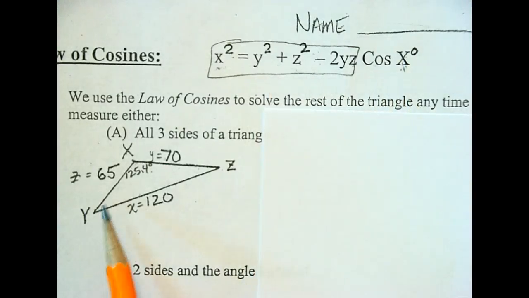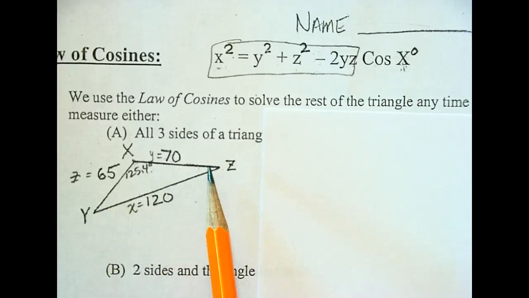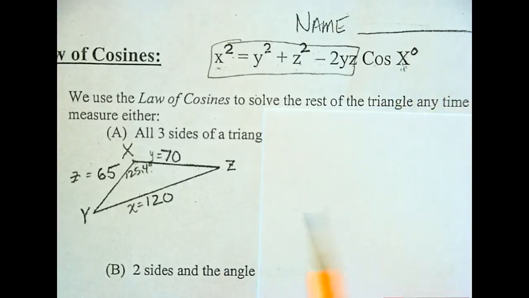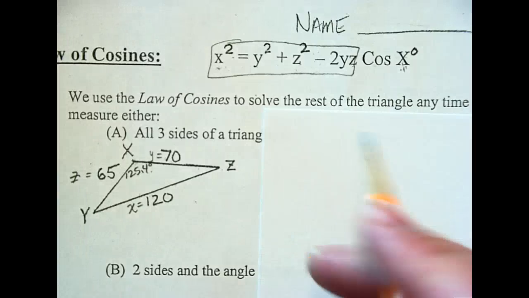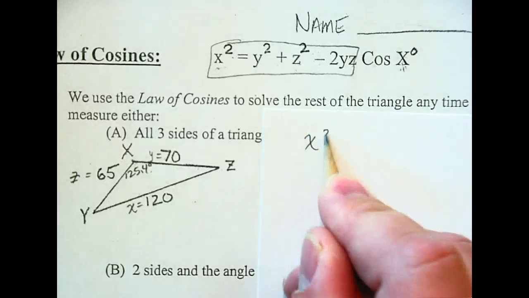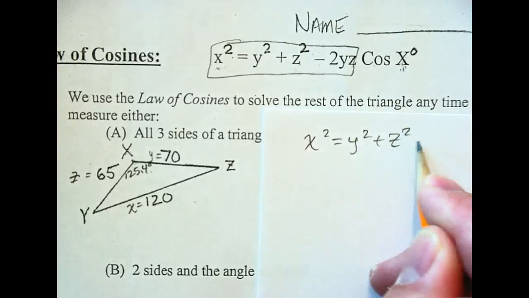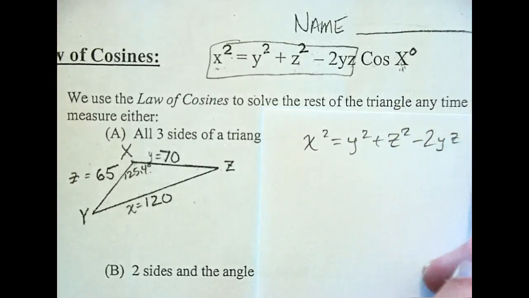If I want to find angle y now or angle z, I'm going to have to use the same formula. I'm going to replace x with z, but that means other parts here change as well. So you have x squared equals y squared plus z squared minus 2yz cos x.